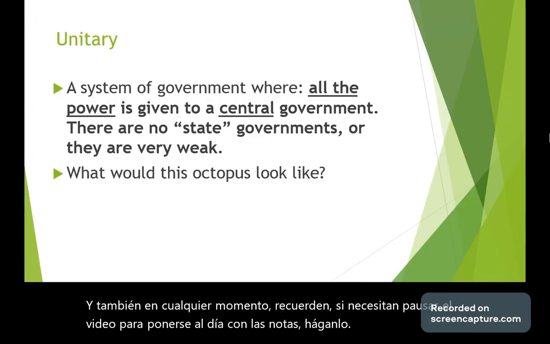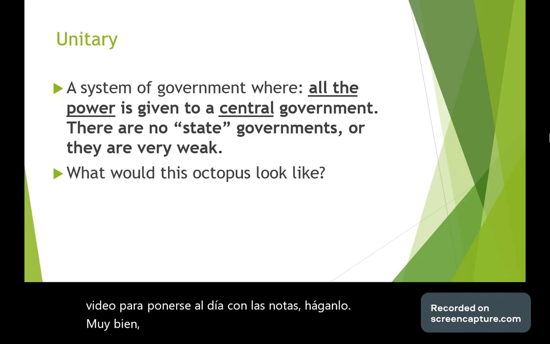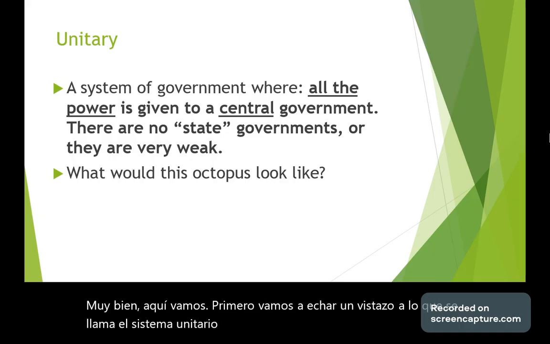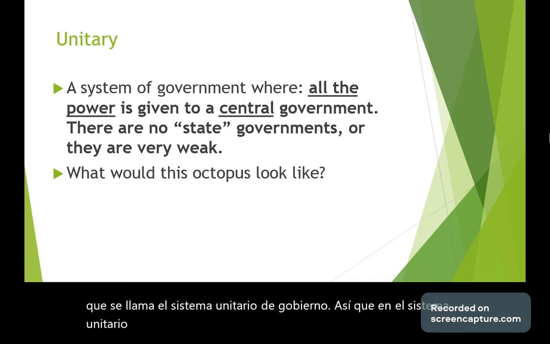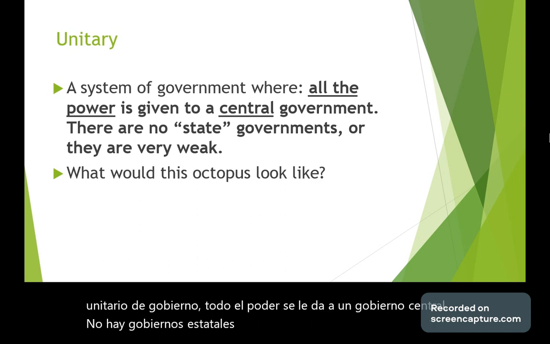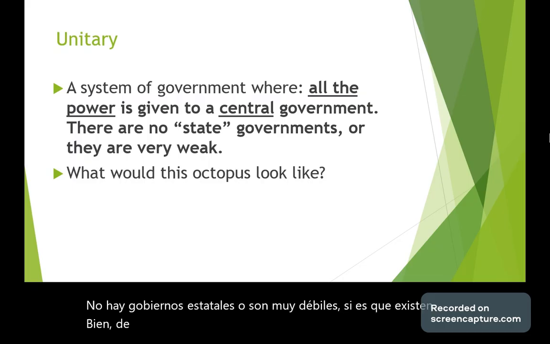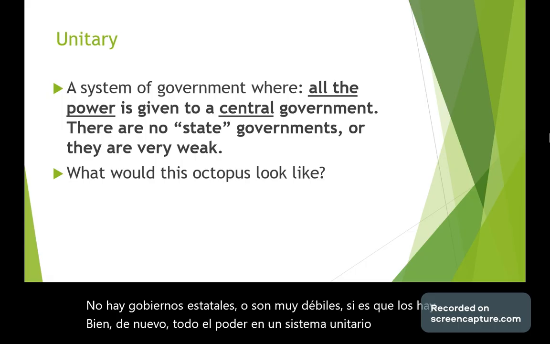All right, here we go. First, we're going to take a look at what's called the unitary system of government. In a unitary system of government, all the power is given to a central government. There are no state governments, or they're really weak if they do exist. So again, all power in a unitary system of government is in the central government.